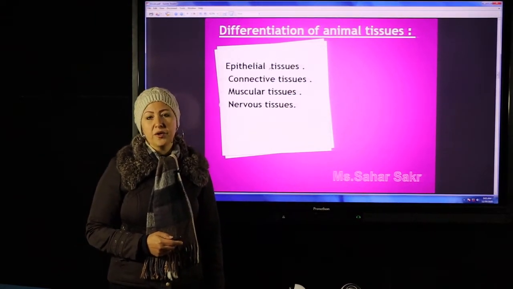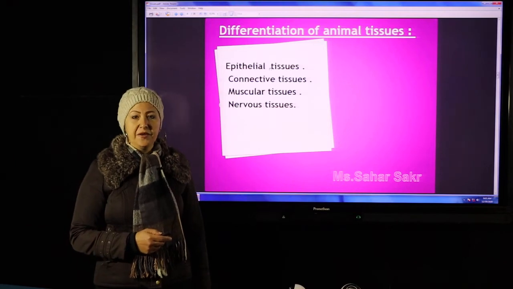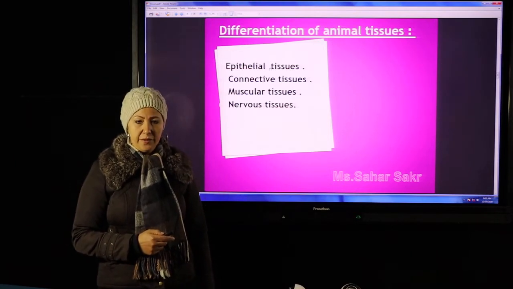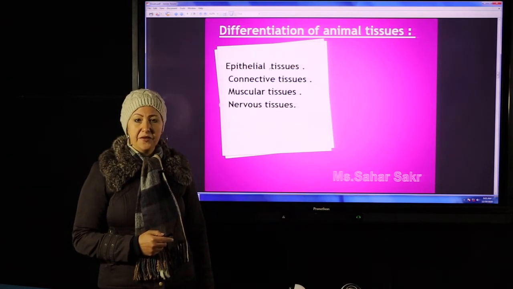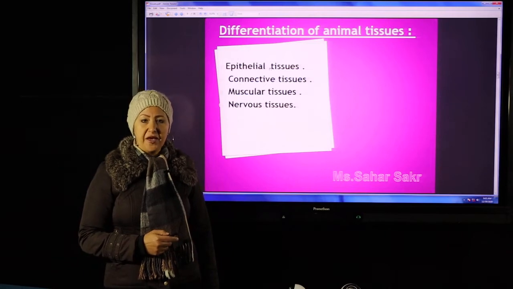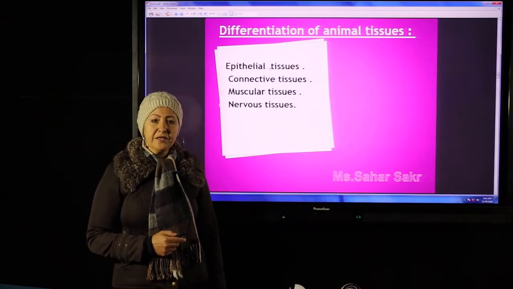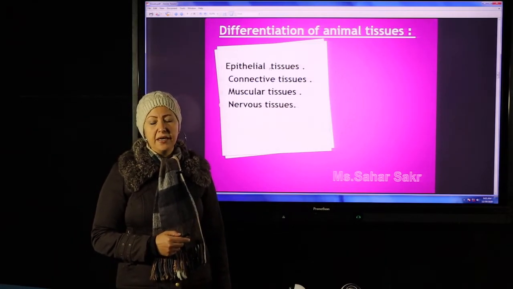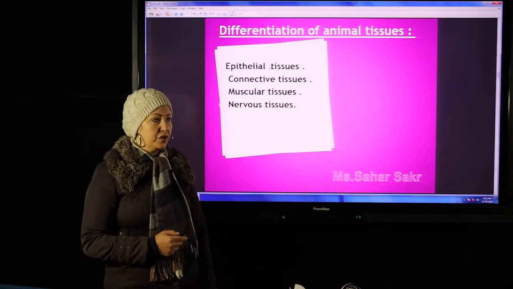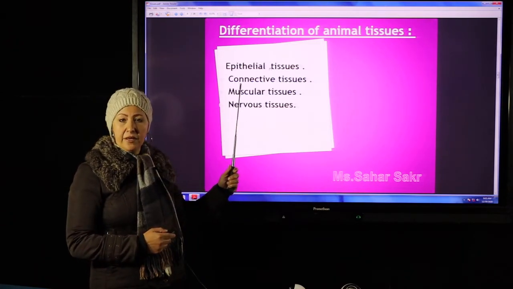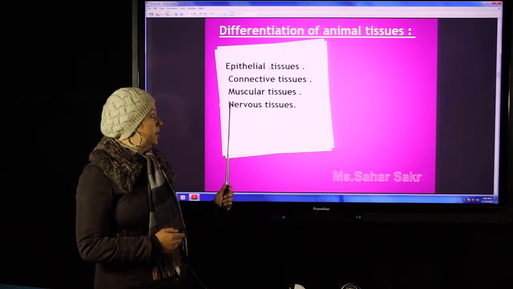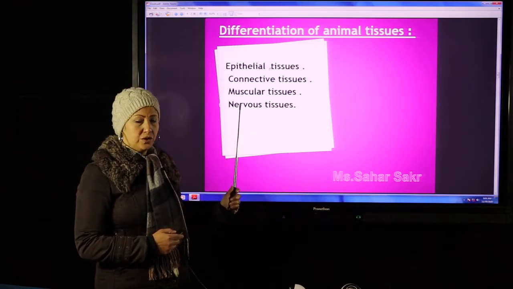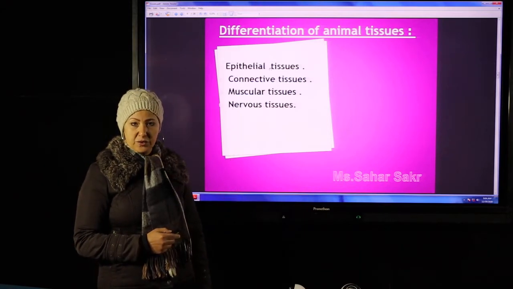Today, we are going to talk about the types of tissues inside the animal's body or inside the human body. As we said before, the cells inside the human are like the cells inside the animals, so the tissues inside the human body are also like the tissues inside the animal's body. We have 4 types of tissues inside the animals or inside the human body, which are, number 1, the epithelial tissues, number 2, connective tissues, number 3, muscular tissues, and number 4, nervous tissue.